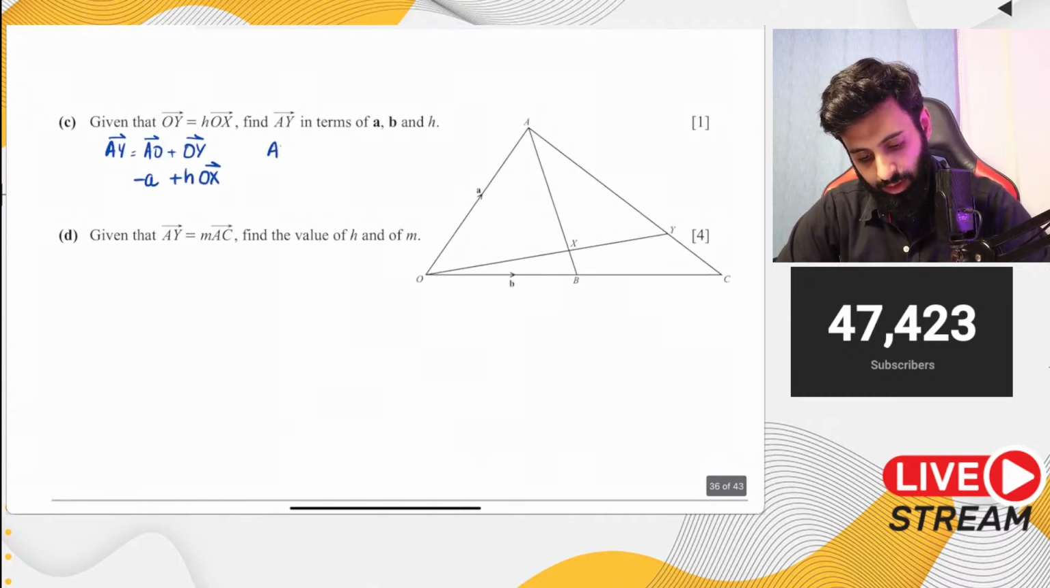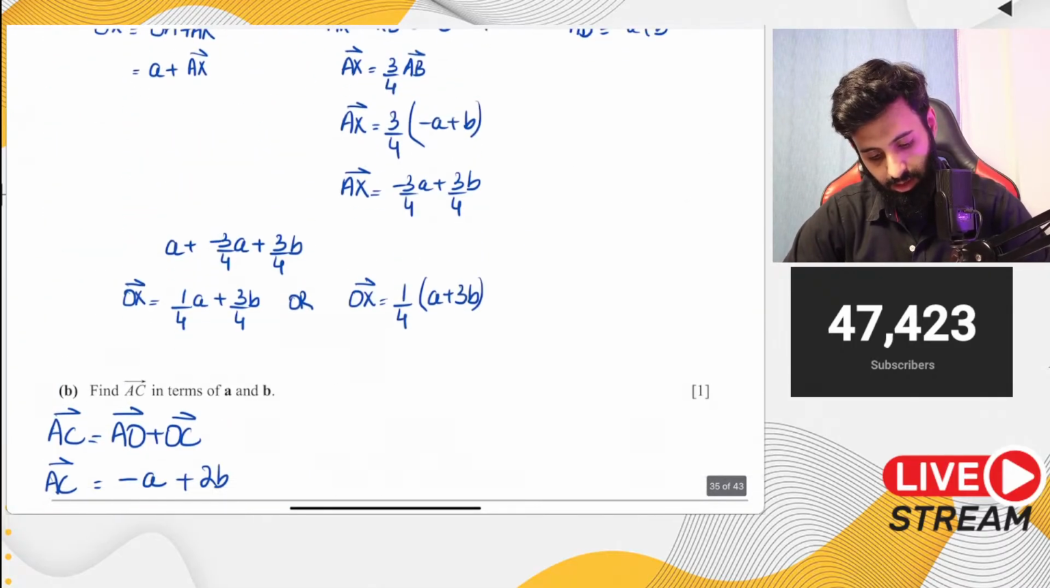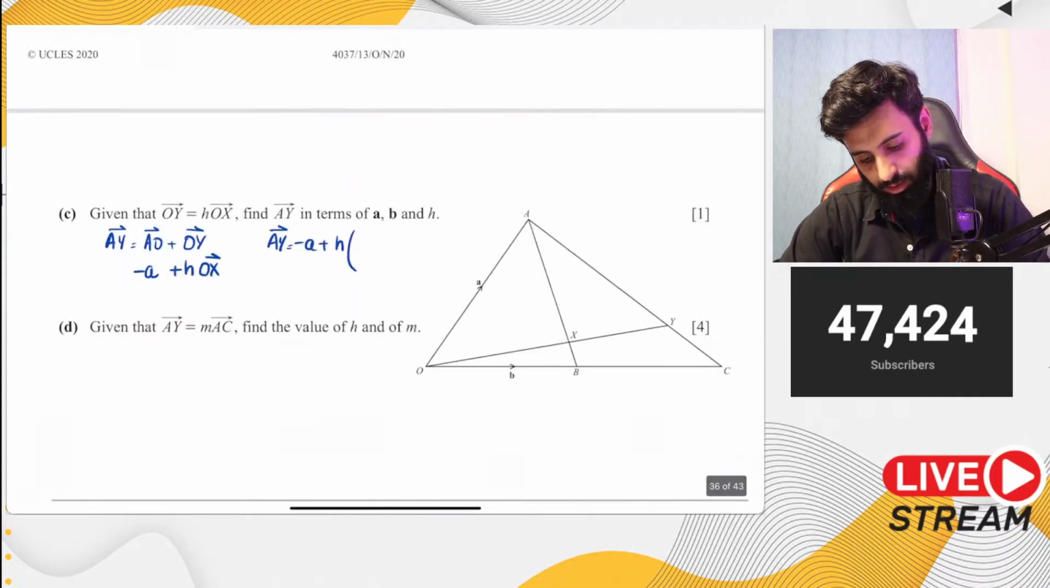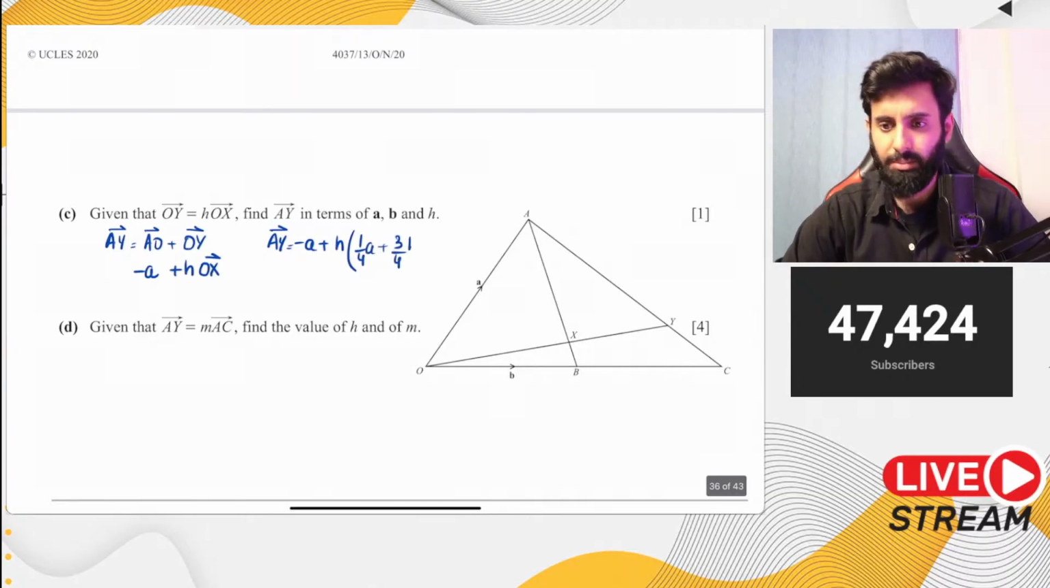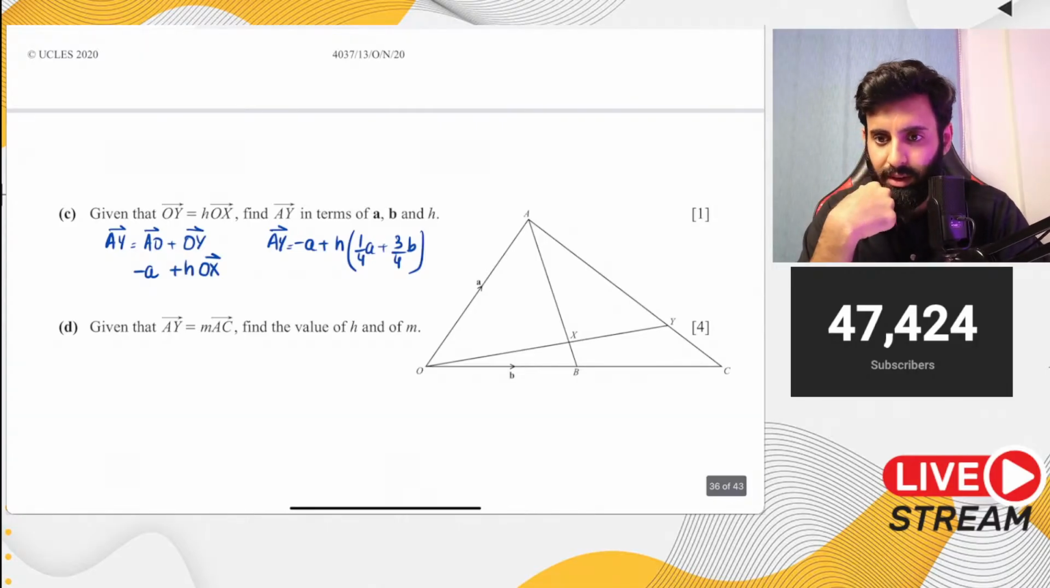So there you go. AY is going to be equal to minus A plus h times OX, which means minus A plus h times (1/4 A plus 3/4 B). Now, you're not supposed to simplify this over here, but you will have to in the next part.